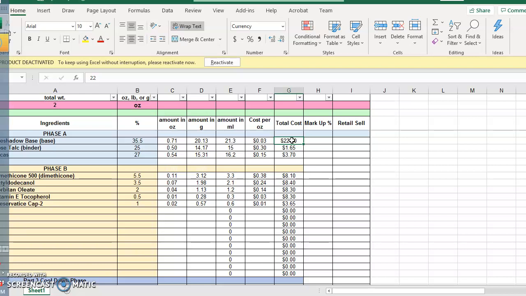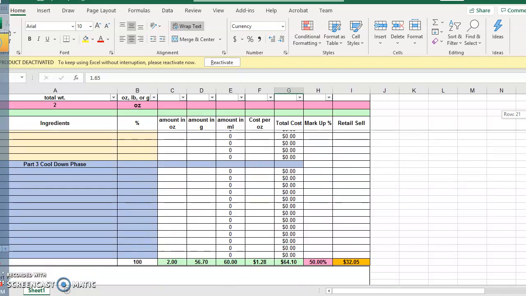And these are for the lowest quantities on those sites that I showed. Okay, so rose talc is 165 per sample pack. Okay, that's its total cost. Okay, that's the cost per ounce. So in total, and remember, just because we bought all these ingredients doesn't mean to make 2 ounces it costs us $64.10.